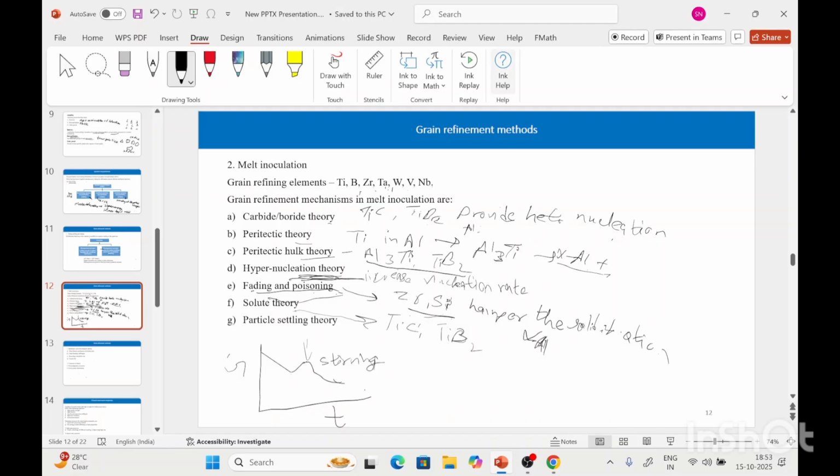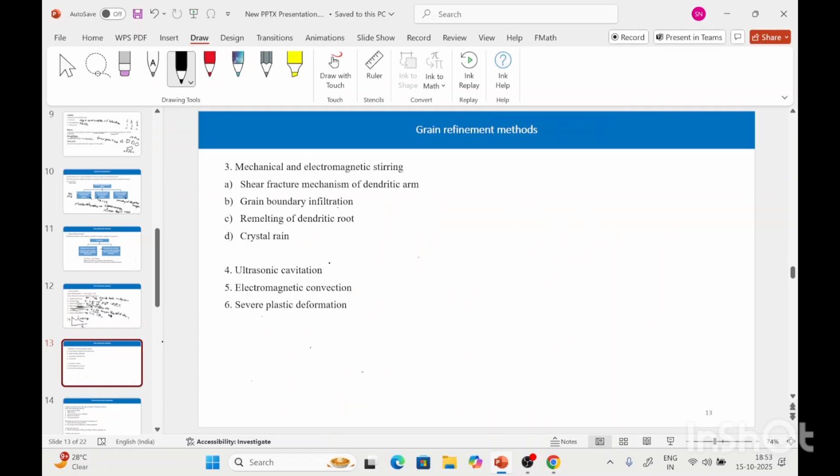Then the third method of grain refinement is the mechanical or electromagnetic stirring. Due to mechanical or electromagnetic stirring, more nucleation sites will be present in the liquid aluminum for the more nucleation of small grains. So there are four mechanisms which contribute to refining the grains during mechanical or electromagnetic stirring.